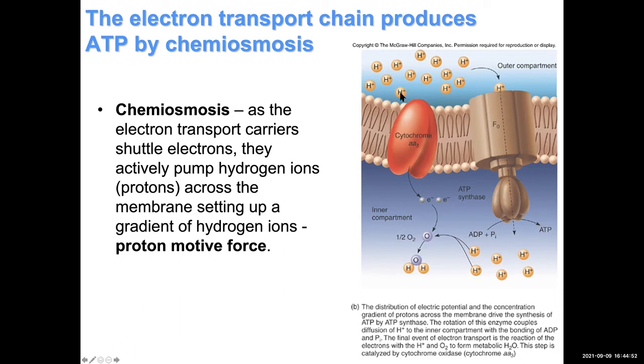The final electron acceptor, when it's all said and done, as these reduced coenzymes go through a series of being oxidized and reduced, that final electron will be accepted by oxygen, which will bond to a couple hydrogens to generate water. In other words, we say that the final electron acceptor is oxygen.